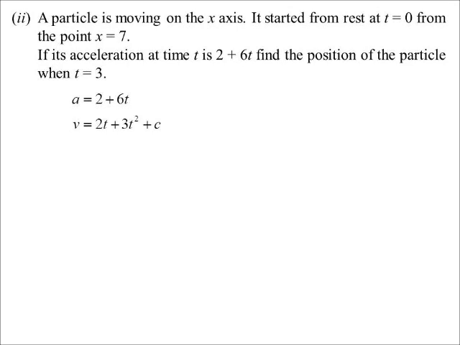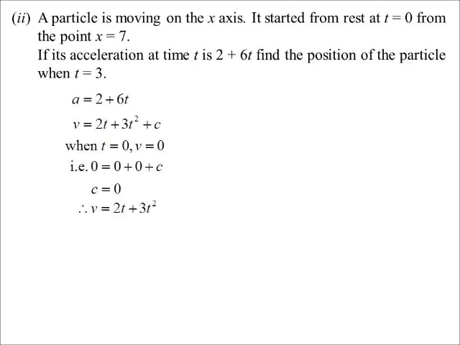Don't forget your plus c if you're doing it this way. And it becomes very important, our constants now. So I can sub in the initial conditions to work out the c. In this case, had you forgotten your constant, you would have got away with it because the constant turned out to be 0. So it'd be 2t plus 3t squared.